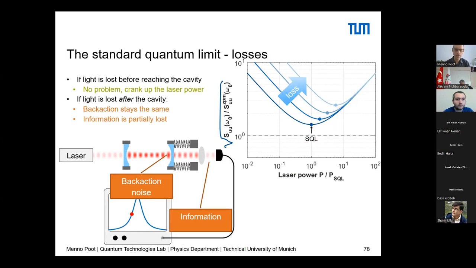So you can correct for some of these losses by increasing the laser power, but there's no way to avoid the extra back action noise in this case. You are going to get a little bit more of the information back. So in this case, we see these dots, they are going up with increasing losses. So we have a larger resolvable motion. In other words, losses are bad. And I think that's something that is always the case when you try to do something with quantum mechanics. If you lose information, it's all bad.